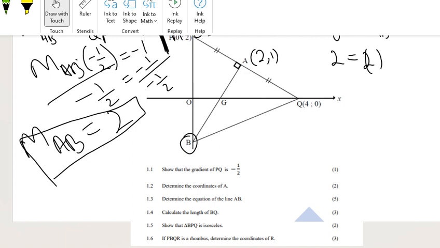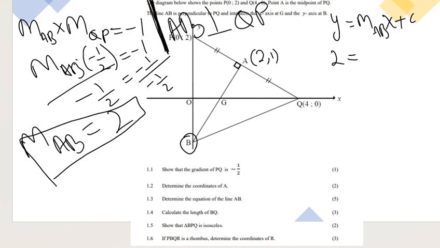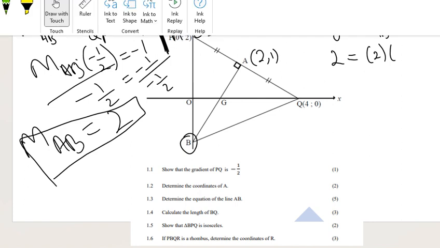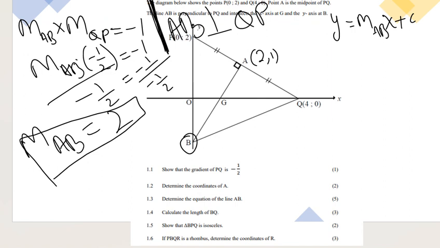Now solving the problem, y is equal to MAB x plus c. In the place of y, I'll substitute 2, and the gradient, which is 2, times x. Oh my god, I made a mistake. I hope you guys have noticed I have made a mistake.